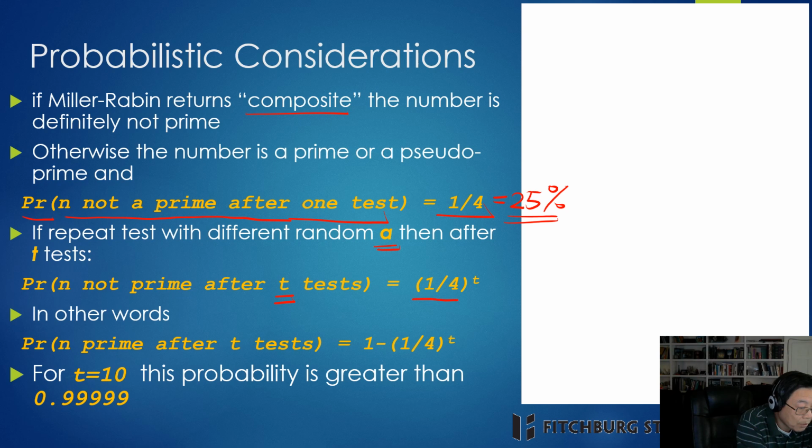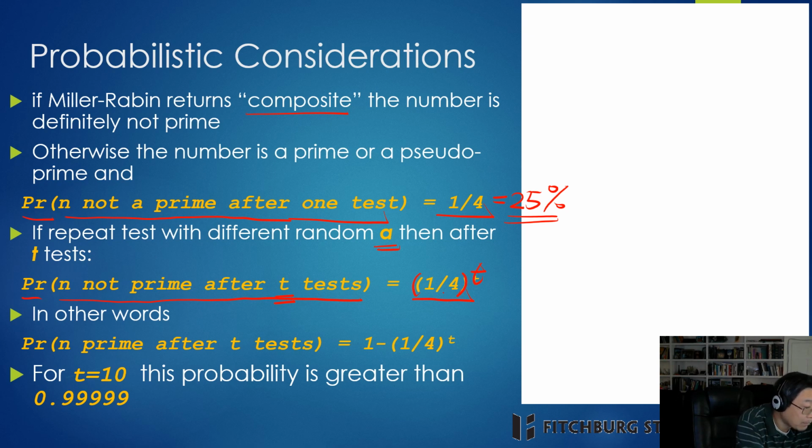is only (1/4) to the t. So each time the Miller-Rabin test passes and returns maybe a prime, the chance that n is not a prime becomes smaller and smaller. So the probability that n is not a prime after t tests, where you apply Miller-Rabin t times and each time randomly pick a different a, is only (1/4) to the t.